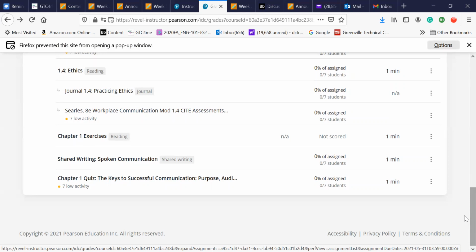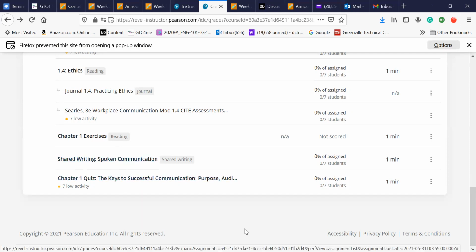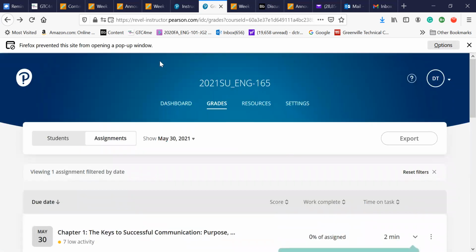Give me at least 50 words for those assignments, just enough to show some reflection on the topic and what you're reading. But to get credit for the week for chapter 1, you have to do both of these. Both of those will show up in the grade book as part of your Revel grade.